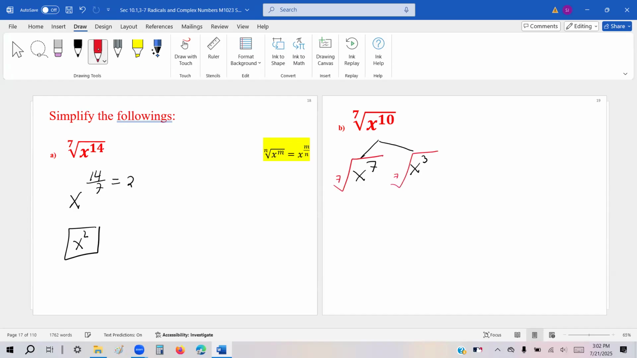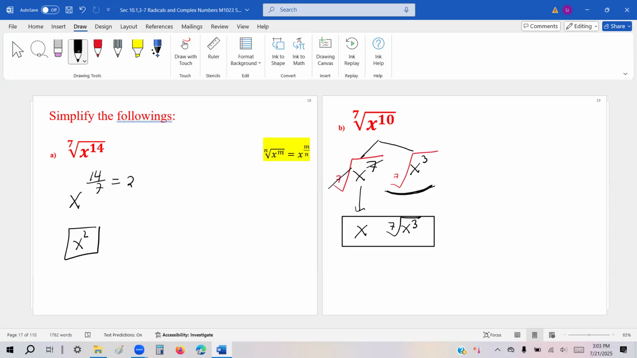7th root, 7th power cancel out. What is left? Only x. And this is not reducible, so we just bring it down. We split 10 into two pieces. One is divisible by the radical, one is not divisible by the radical. So it's 7 and 3. 7 plus 3 is 10, right?